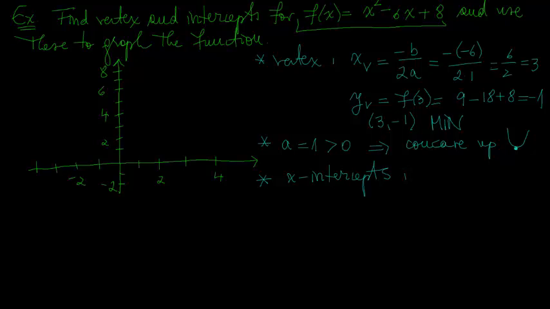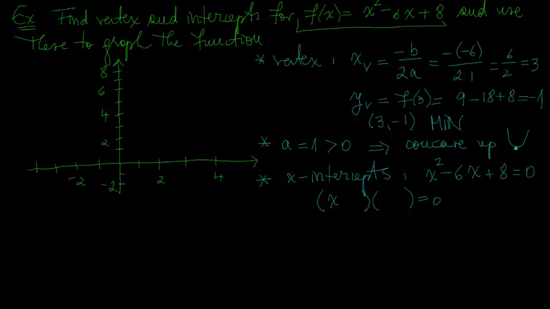We set the y-coordinate equal to 0 because we want points on the x-axis. So we get the equation x squared minus 6x plus 8 is 0, and we need to solve it. We're going to do so by factoring. So we're looking for two numbers that multiply to 8 and add to negative 6.